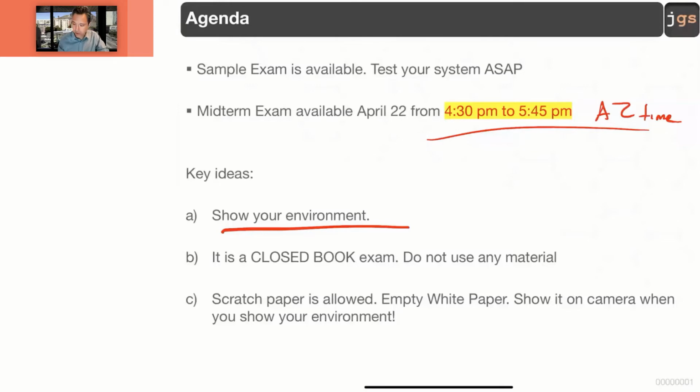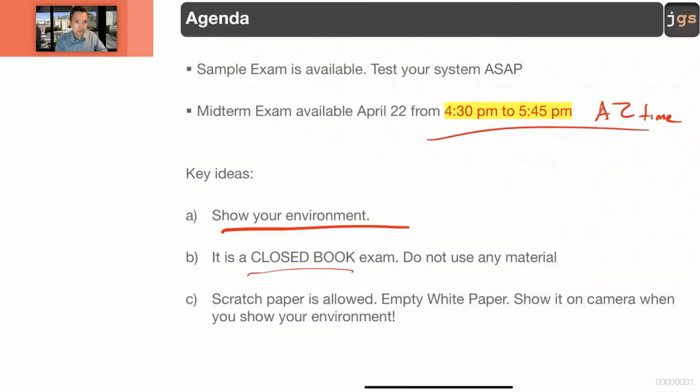It's a closed book exam. You cannot use any material, any electronic device on your desktop, any book or notebook, and obviously do not talk with people. Please, you do not want to have an academic integrity issue with your final exam. Take care of that.